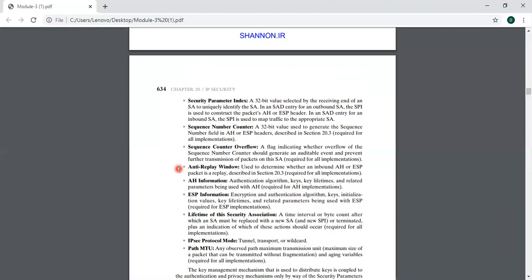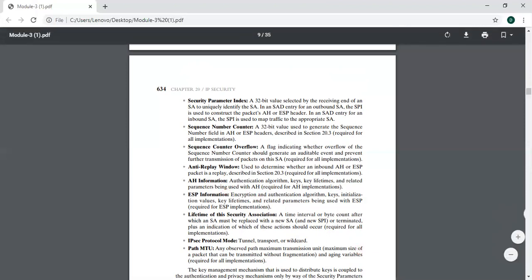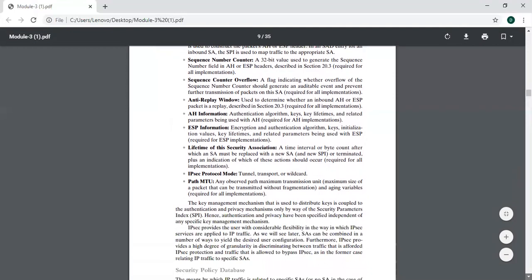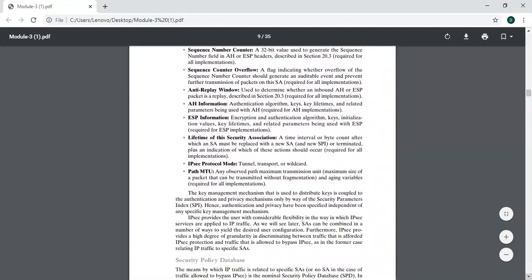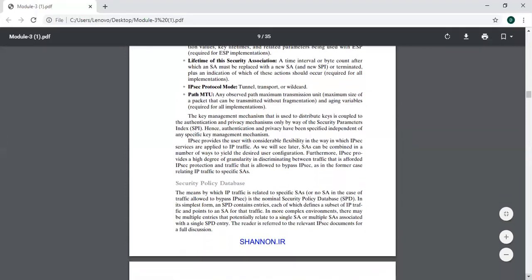Wildcard means a wildcard entry in between entries, so that we are saying it as wildcard. Path MTU: MTU means nothing but maximum transmission unit. Any observed path where a maximum transmission unit is there, that we are saying as path MTU, that is path maximum transmission unit.